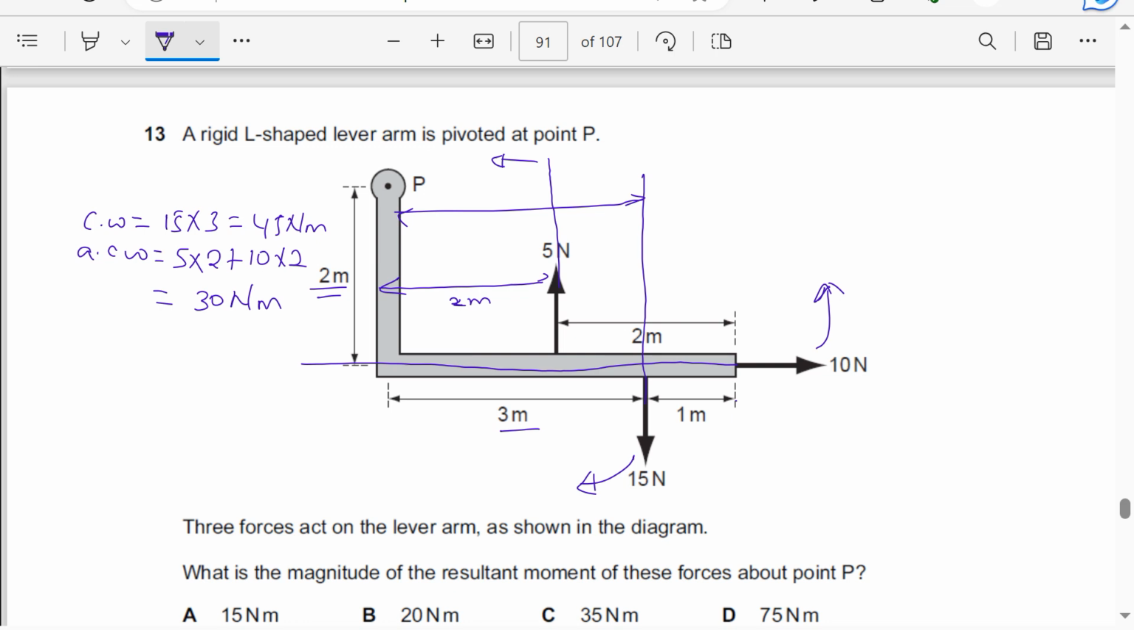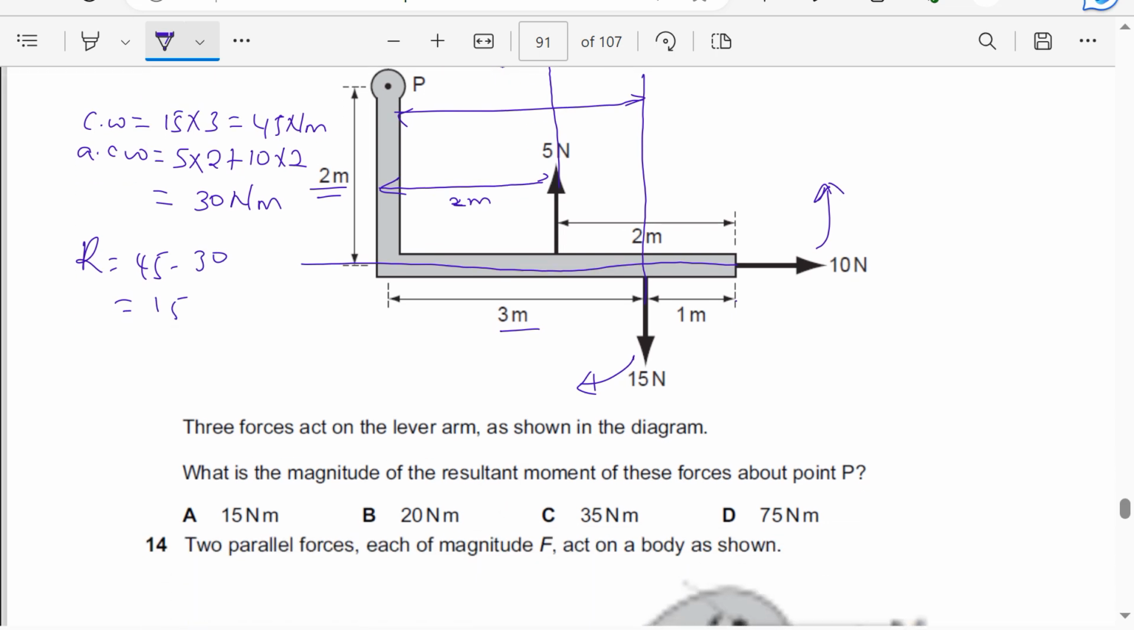So what is the resultant moment? We see that the clockwise moment is bigger than the anticlockwise moment. So the resultant, I've just used R for resultant, that is 45 minus 30. This is going to be 15 Newton meters clockwise. So the answer is going to be A.